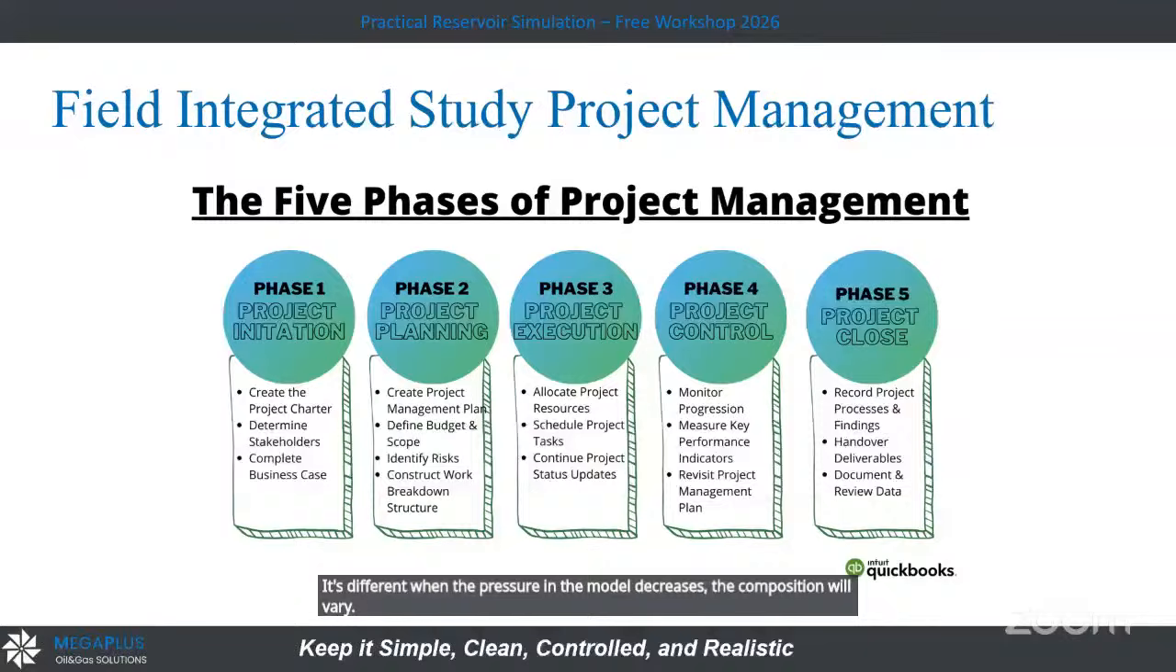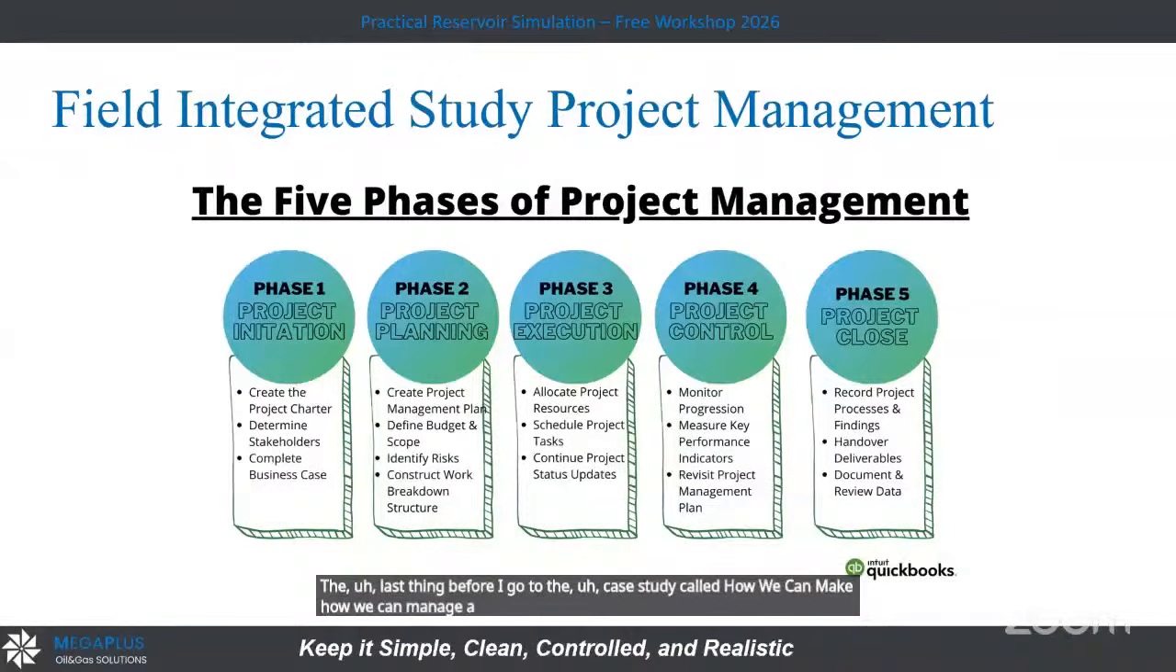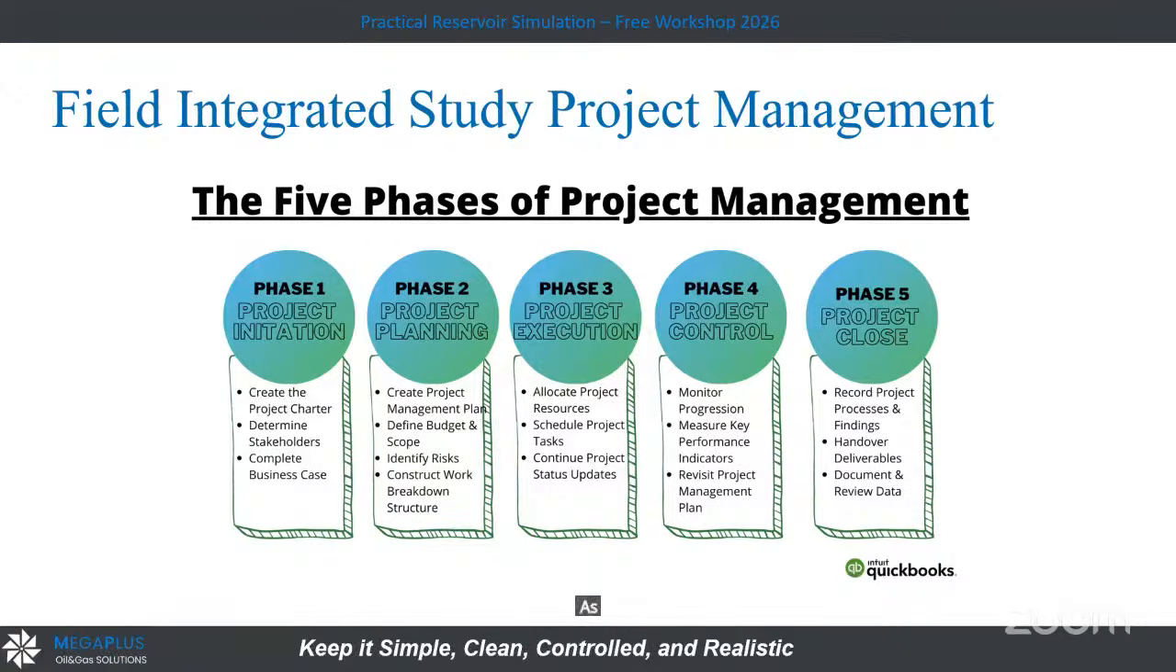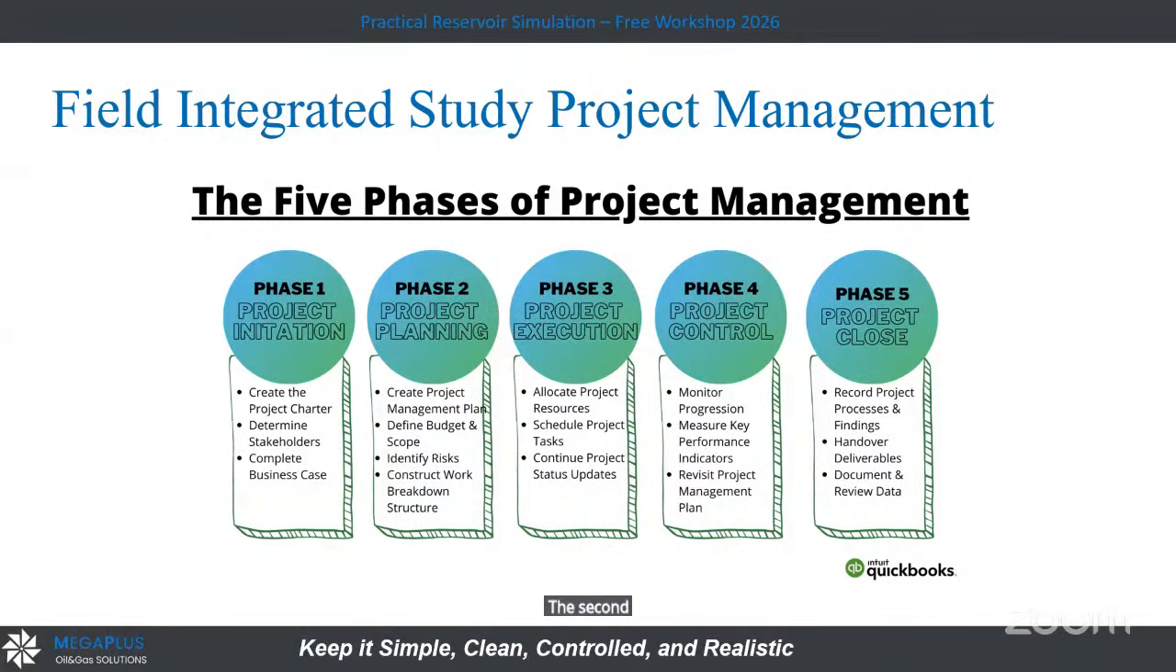The last thing before I go to the case study is how we can manage a reservoir project, the integrated field study, IFS. As any project will have, we must have a scope of work. So the first thing, when we have a model, whether we do it with a third party or by ourselves, is to mention the scope of work, what we need from this model. The second is the project planning. You have to plan and make a Gantt chart like this.